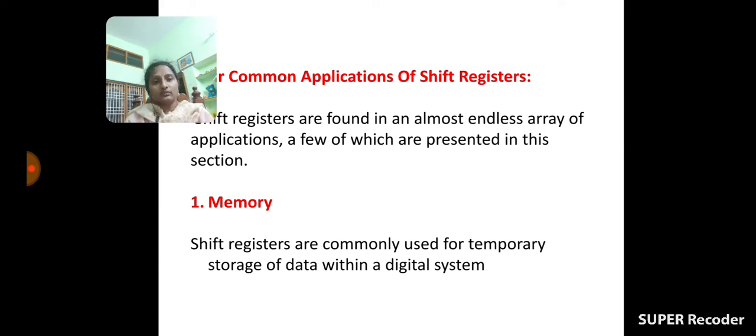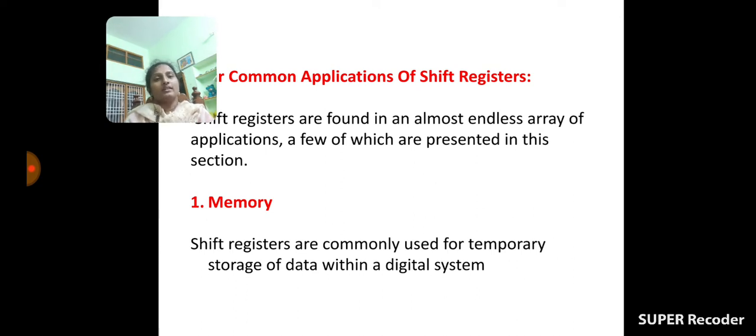And while coming to the receiving of the input and sending of the output, in which fashion the register will receive the data and in which fashion it will send the data, based on that the registers are again classified into two types: serial as well as parallel. So based on serial and parallel, the registers are classified into four types: SISO, that means serial in serial out; SIPO, serial in parallel out; PIPO, parallel in parallel out; and PISO, parallel in serial out. They are abbreviated like that.